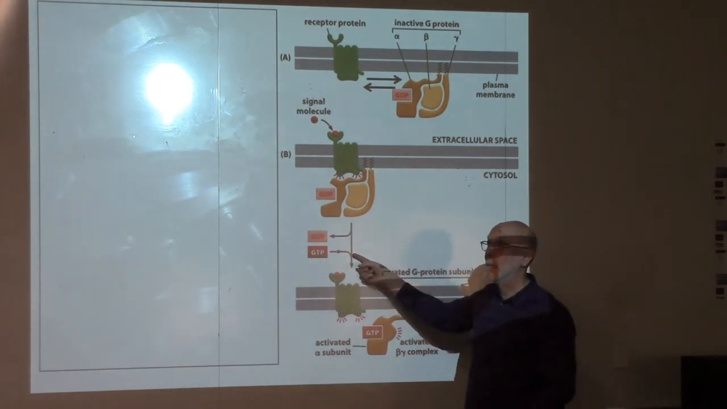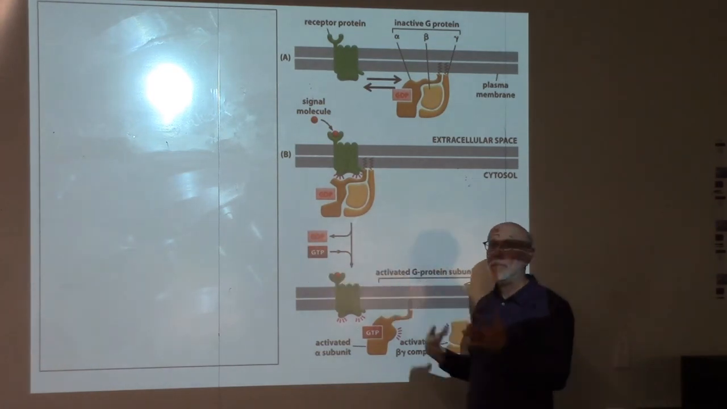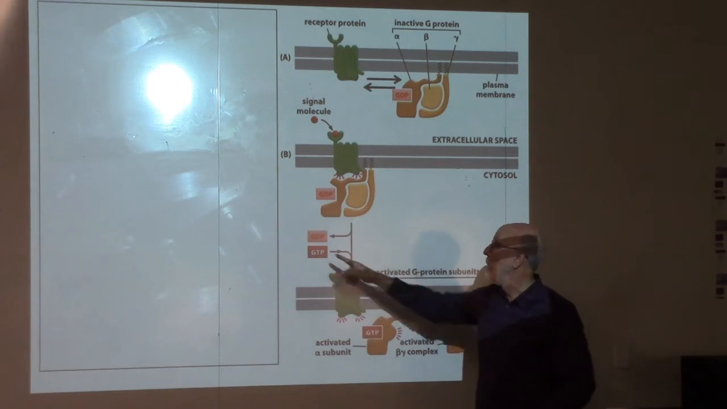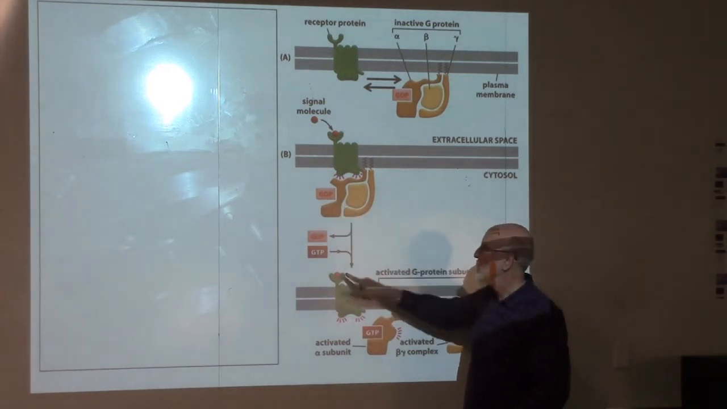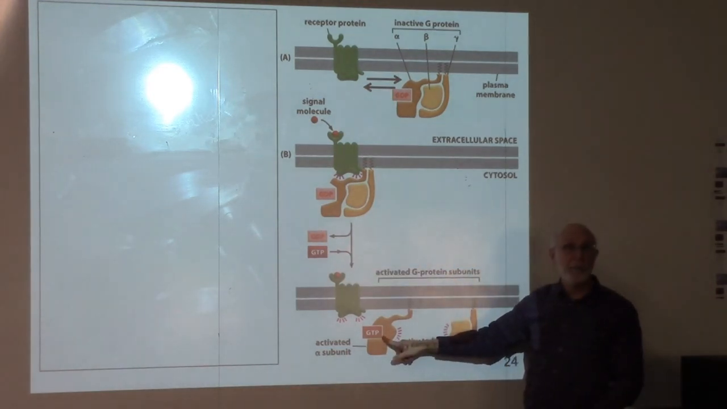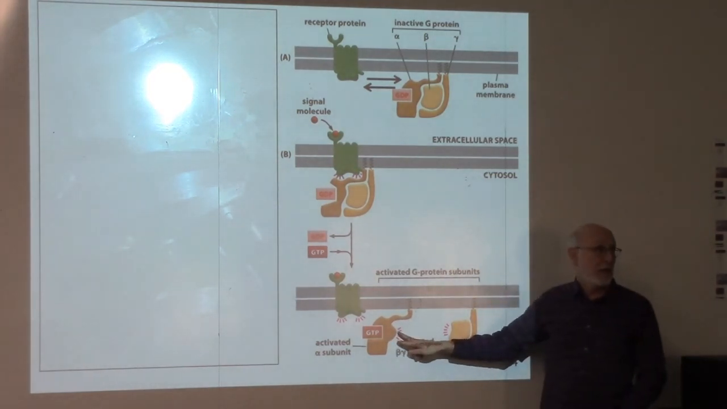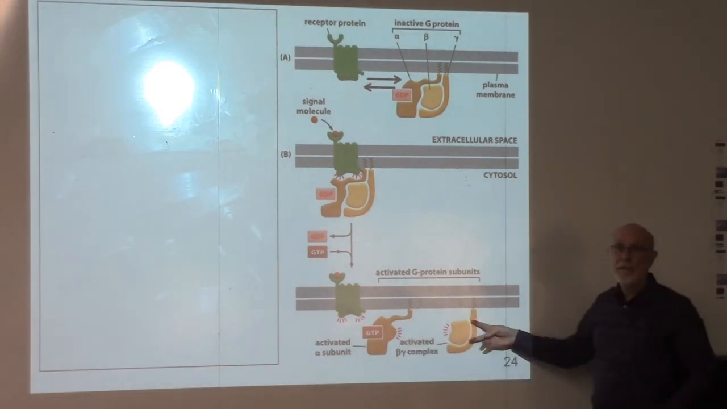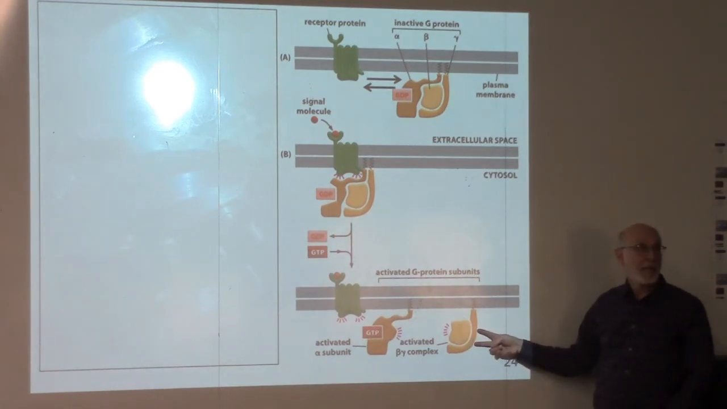Valerie? An exchange. It's an exchange. GDP unbinds, and GTP, which is abundant in a happy living cell, binds to the nucleotide binding site. This is GTP binding. GTP binding to the alpha subunit is what turns it on. This is now an active alpha subunit. And it separates from the receptor, and it separates from the beta-gamma complex.